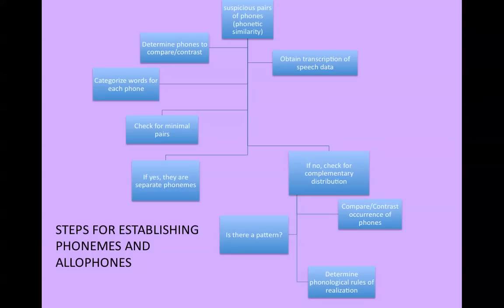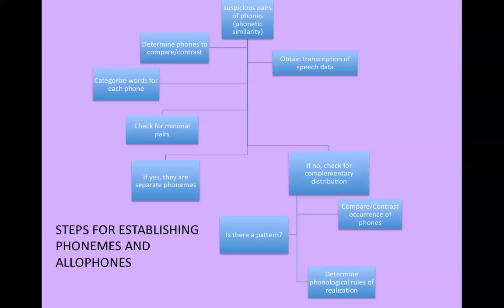If we don't find minimal pairs, then we want to check for complementary distribution to see if indeed they are allophones. We would compare and contrast the occurrence of the phones, so the instances in which those phones are used within those words or our speech data.